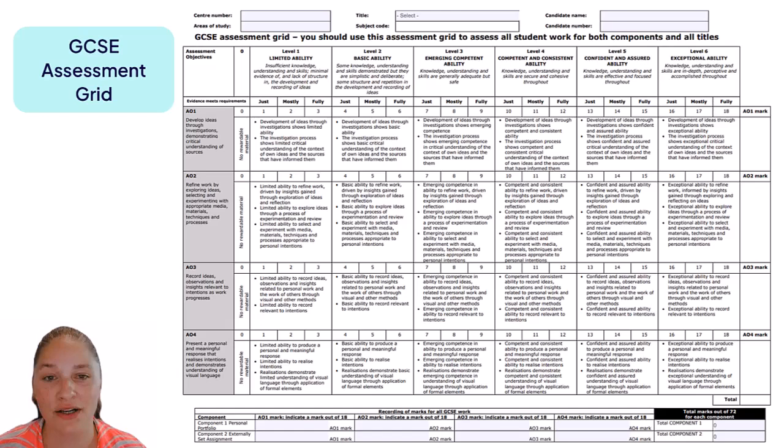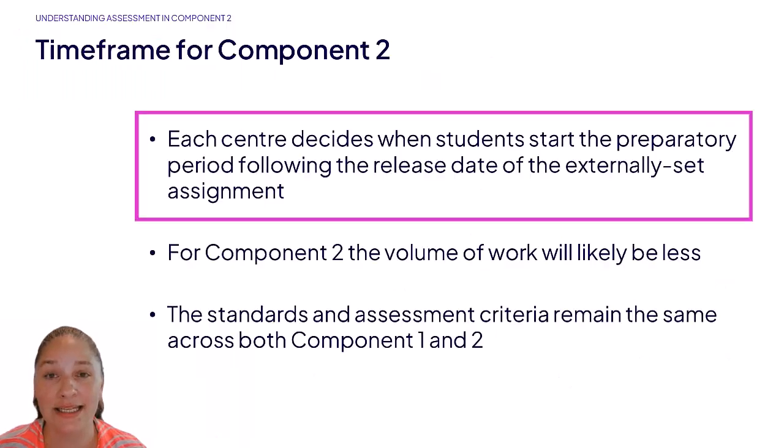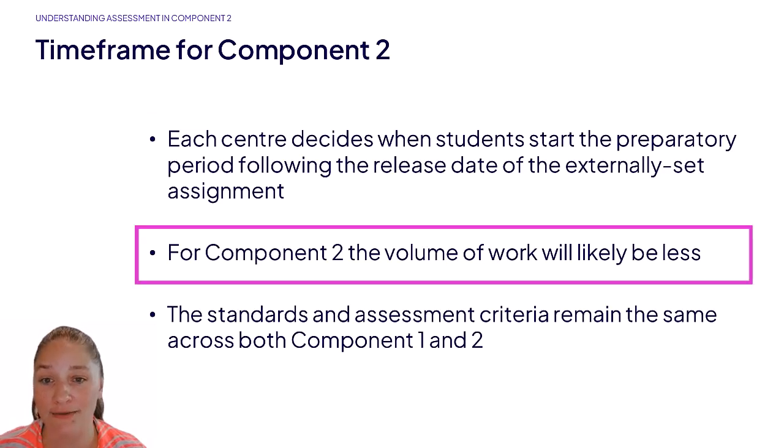This is done as part of a holistic creative cycle where each activity is dependent on the others, and assessment should reflect this. Each center decides when their students start the preparatory period following the release date of the externally set assignment. This will be a significantly shorter time frame than that available for Component 1. While the time frame is much shorter, do remember that your students have the benefit of the skills and knowledge gained while learning and working on Component 1.